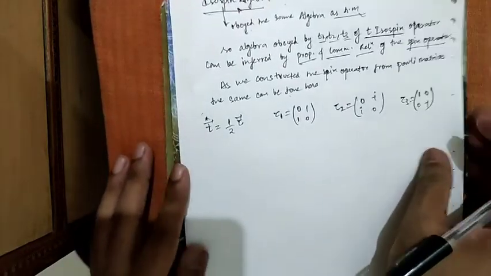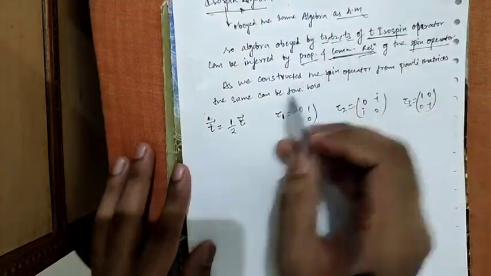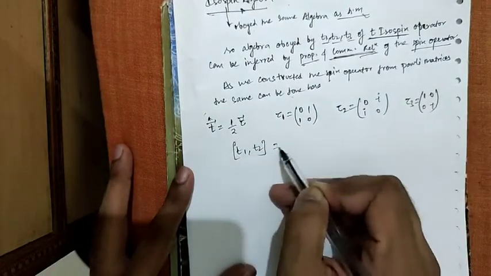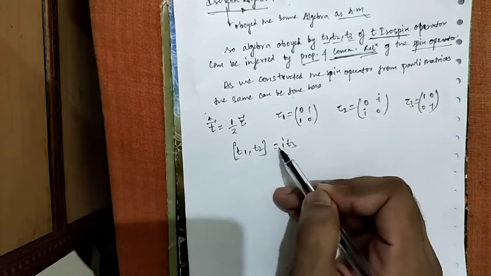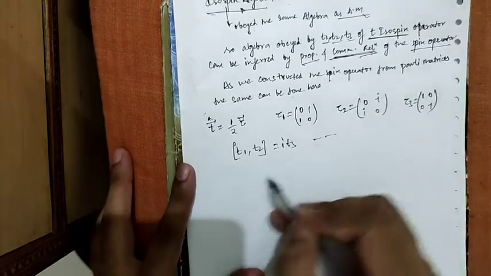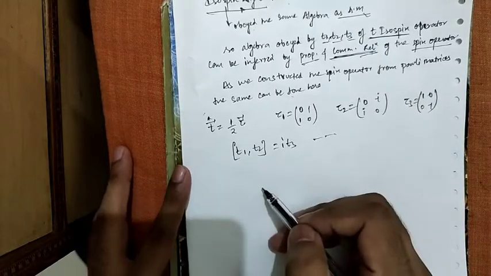As they follow the same commutation relationship, [T1, T2] gives us i T3, and [T2, T3] gives us i T1, and so on. They follow the cyclic property, obviously.